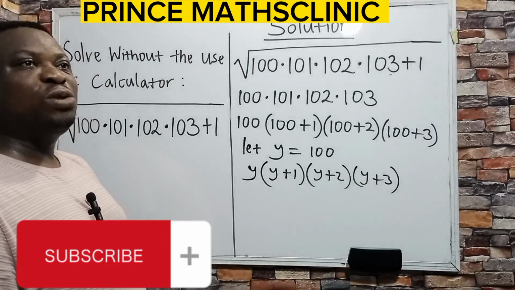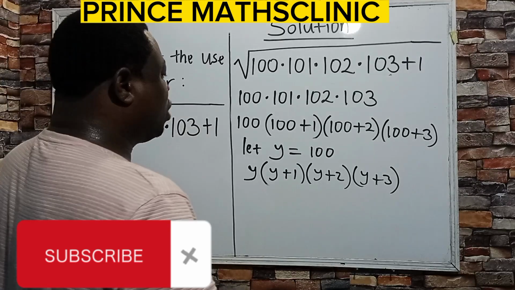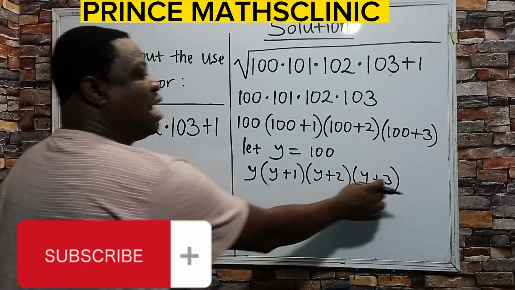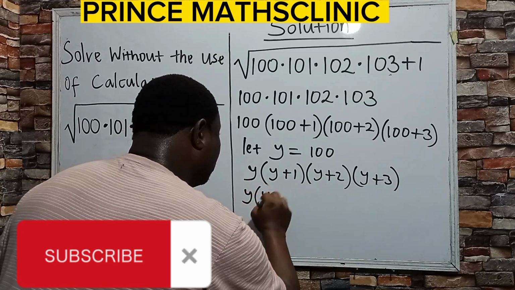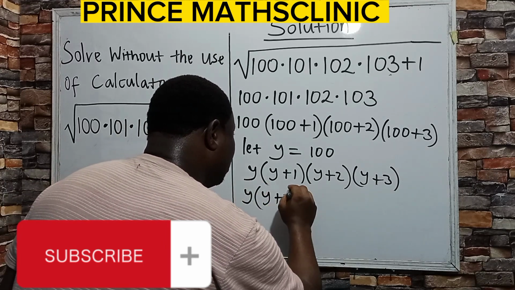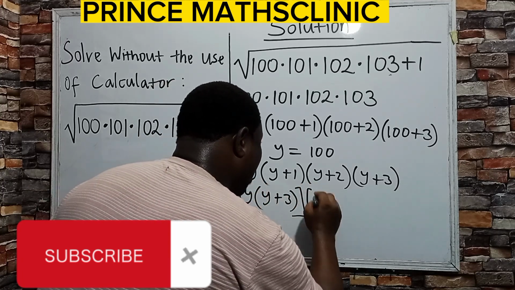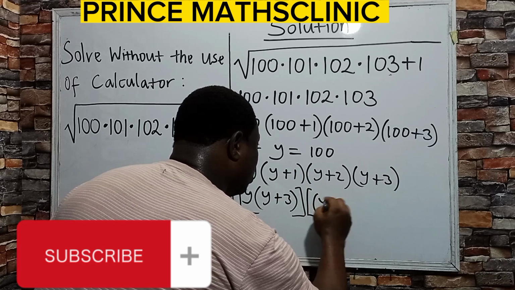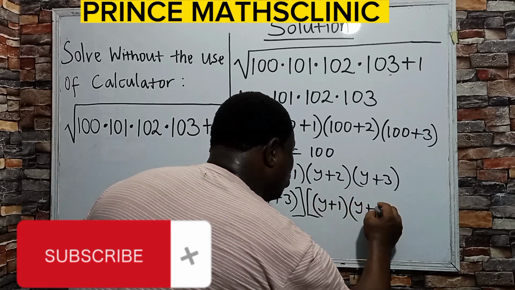The next thing I'm going to do is to multiply them out. Now I'm going to multiply what I have here and the last one to look like this: y plus 3, all in the same bracket. Then I'm going to multiply what I have in the middle, which is y plus 1 and y plus 2.